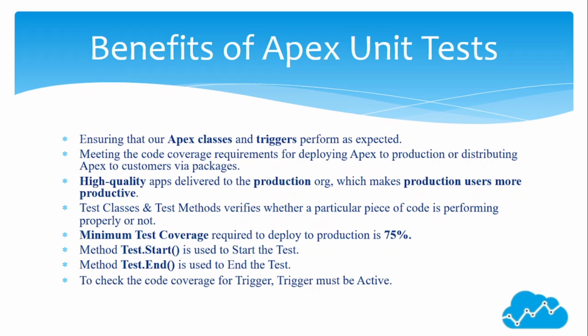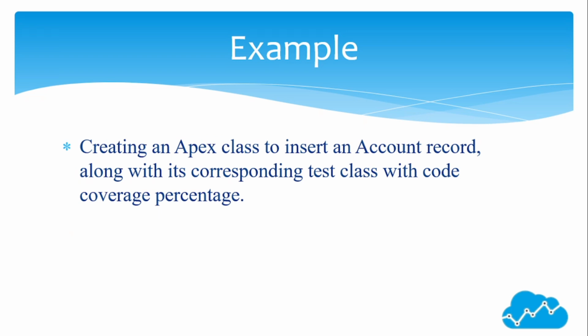The Test.startTest method is used to start the test. The Test.stopTest method is used to end the test. To check the code coverage for a trigger, the trigger must be active. Example: creating an Apex class to insert an account record, along with its corresponding test class, with code coverage percentage.